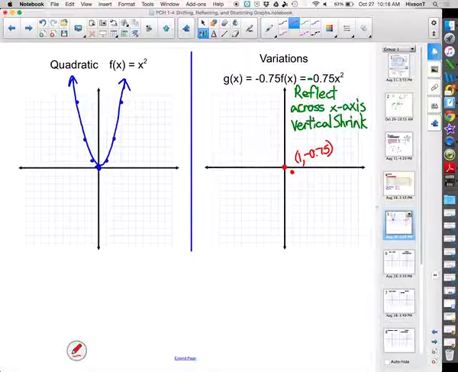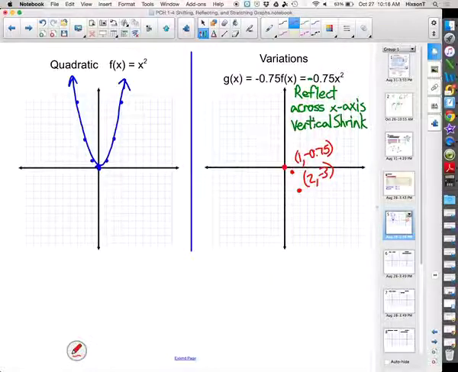The next point would be (2, -3). Here we have, it was (2, 4). If we reflect it, it's at (2, -4), and then 3/4 of -4 is -3. Good. So we have (2, -3). See how I'm working each point to find out where it would be now. Okay?